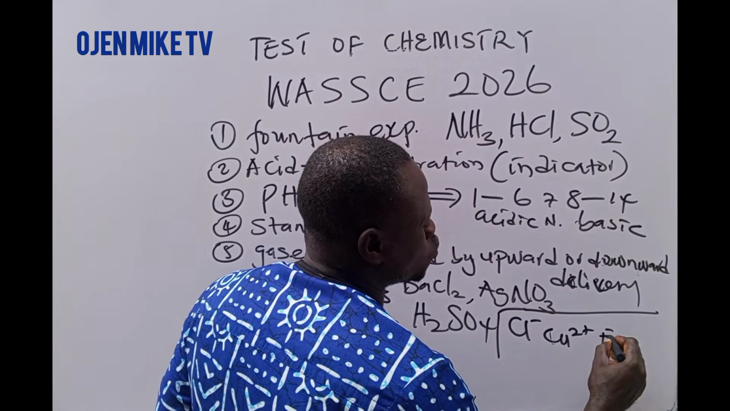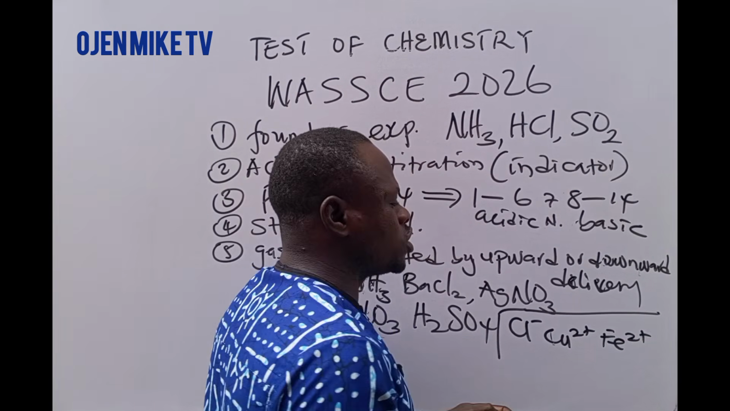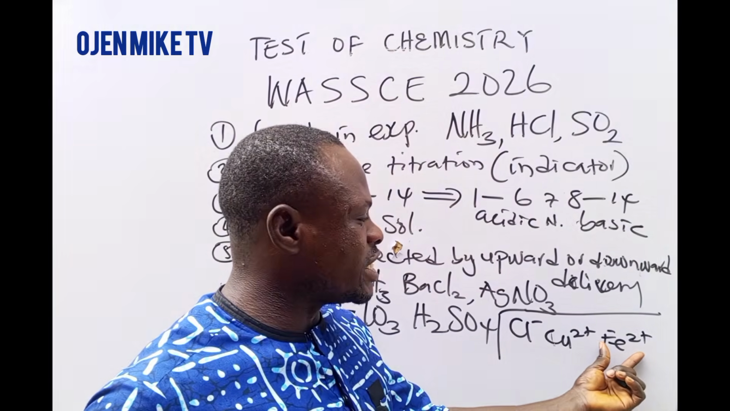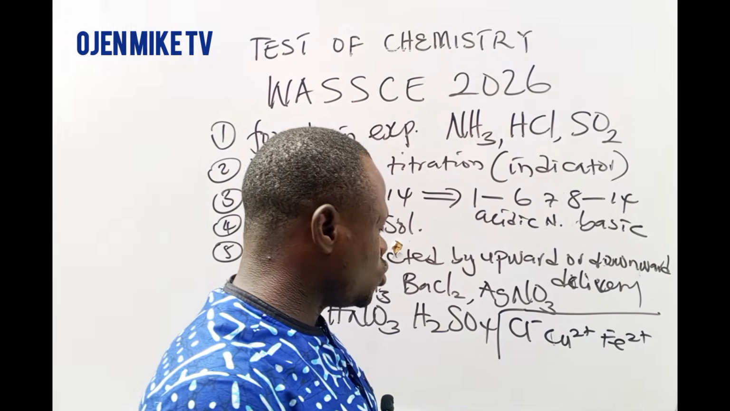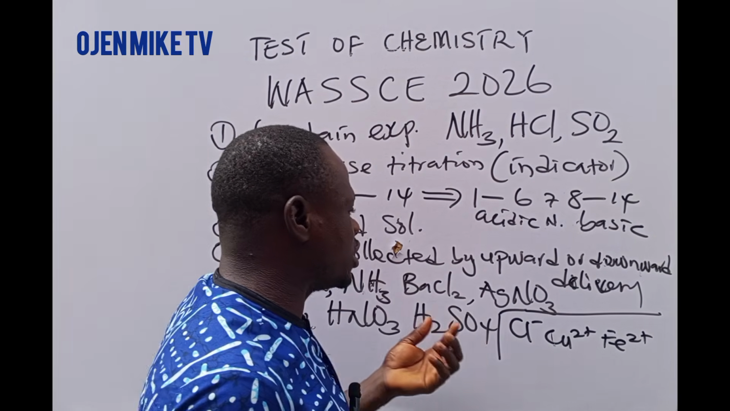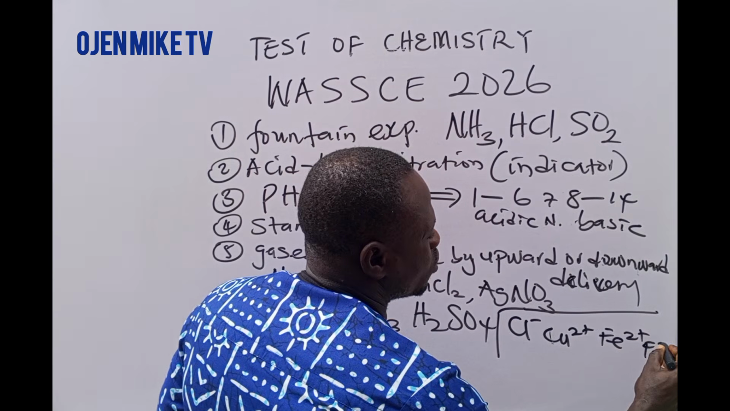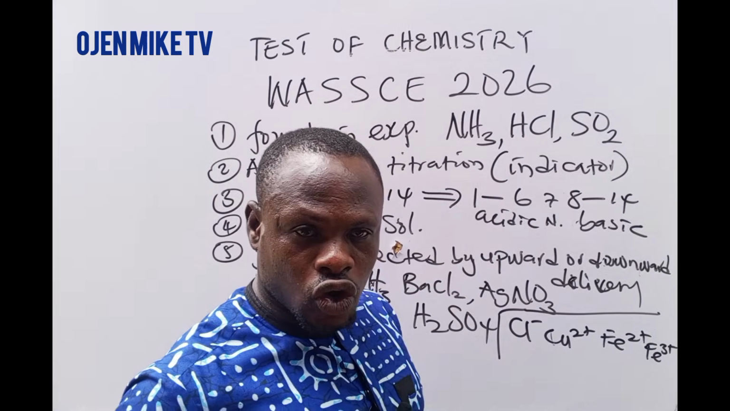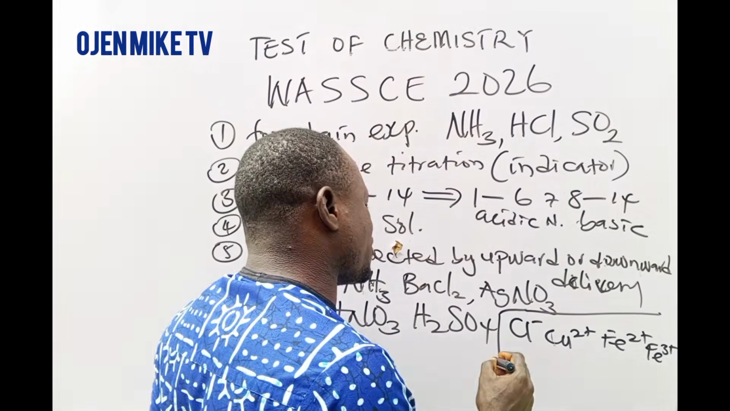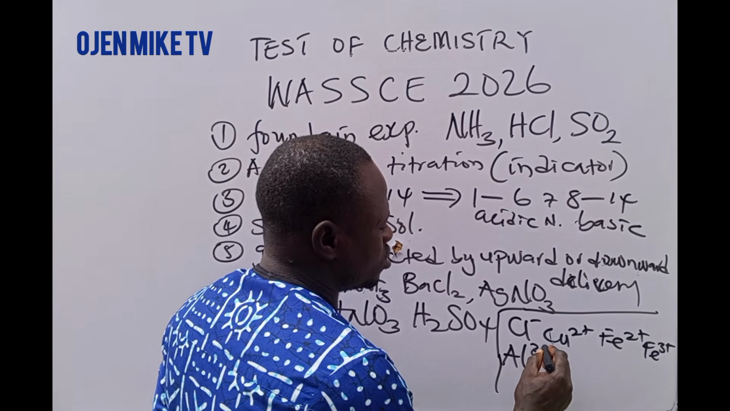We have iron 2, which is what? Dirty green. If you use both reagents, it will give you dirty green. We also have iron 3. Iron 3 is brown in color. All right, these are the tests. We also have aluminum ion.